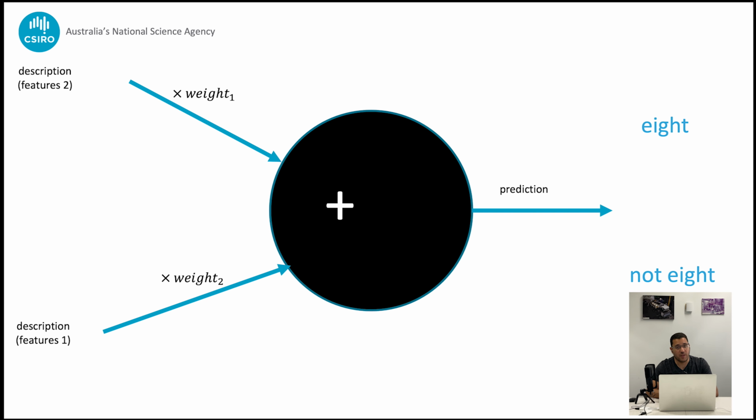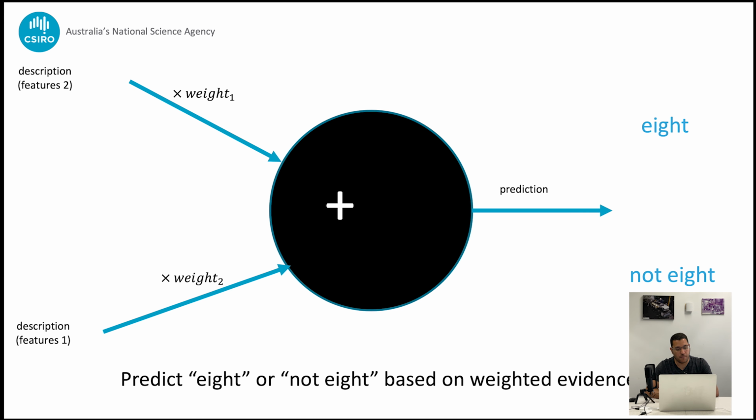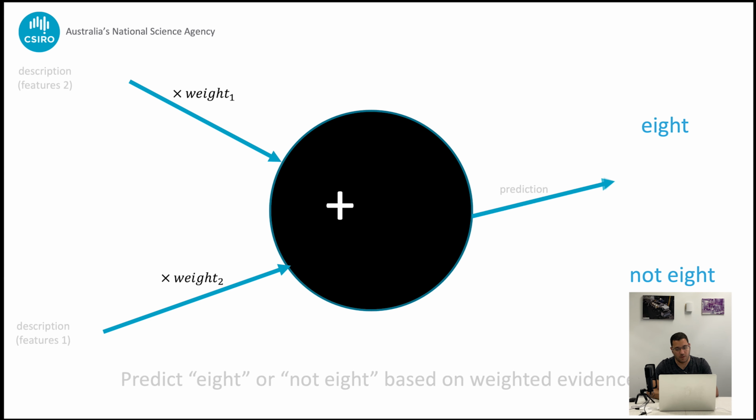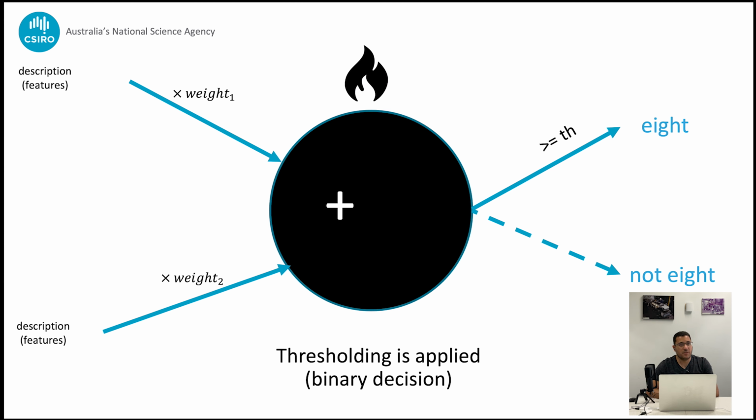And after this, you would have a value based on which you judge whether this is a digit 8 or not. And this is where I call we are doing the prediction of a class or not the class based on weighted evidence. So this is a weighted evidence that comes from the features. We weighted them, and based on the final value, we want to make the prediction, okay? That prediction is a binary prediction because we have two classes, 8 or not 8 in this example.